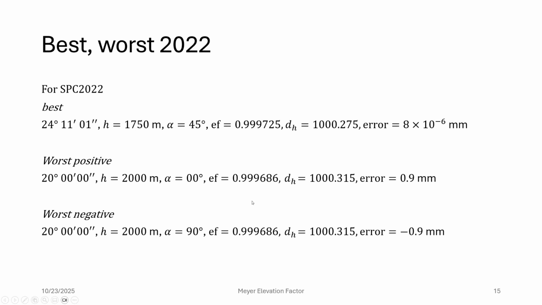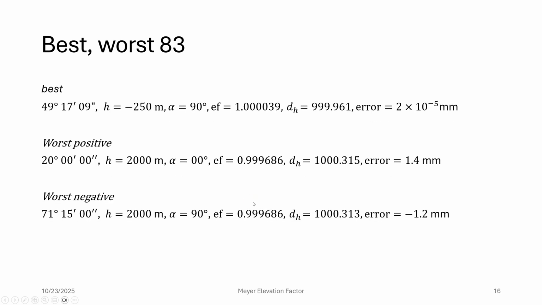So what about 83? Works out that the best location is 49 degrees, 17 minutes, 9 seconds at a height of negative 250 meters, azimuth of 90 degrees due east, and the error is 2 times 10 to the minus fifth. In other words, again, effectively nothing.